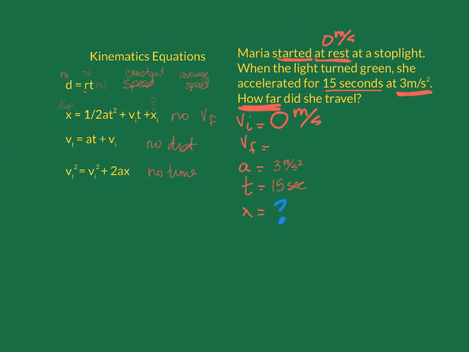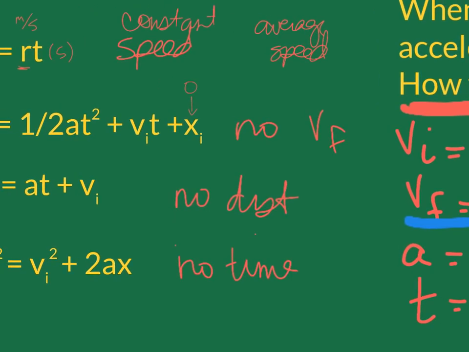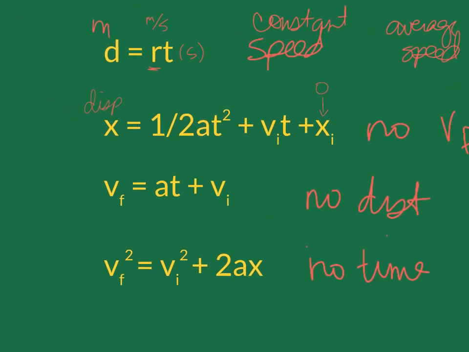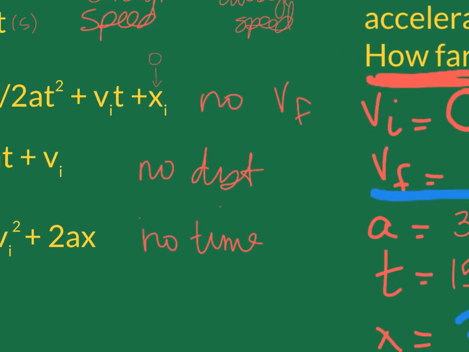So nobody said anything to us about the final velocity. Do you see that in the problem? And which equation's good when you have no final velocity? Do you see it's the second one? See? No final velocity. We're going to use the second equation.